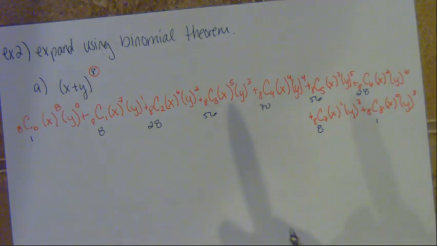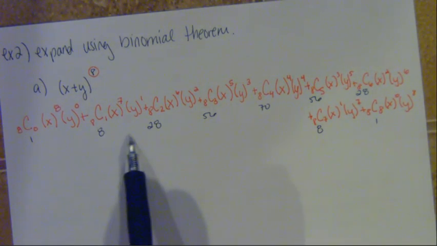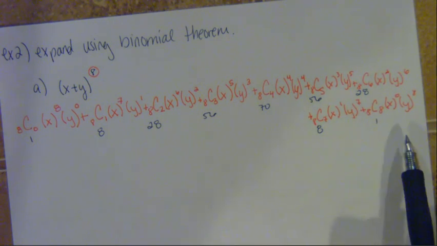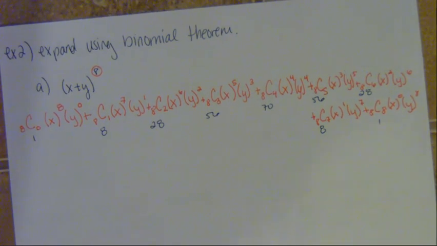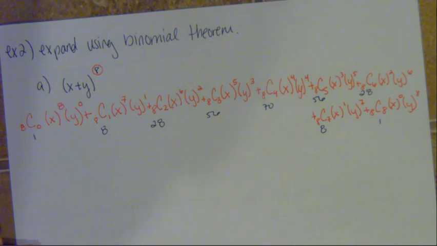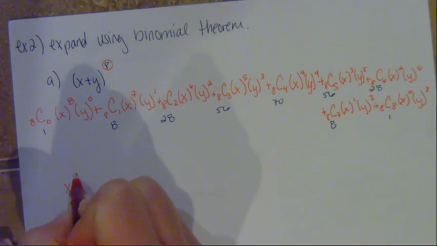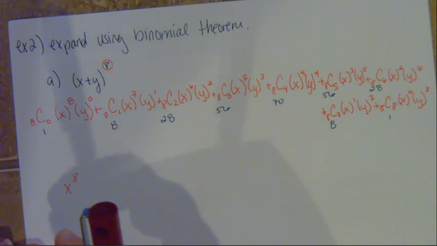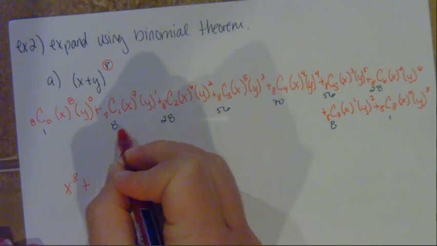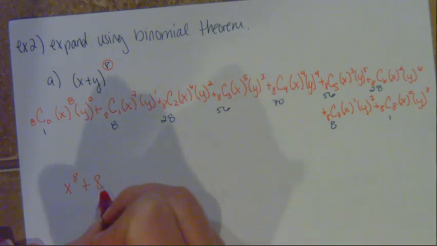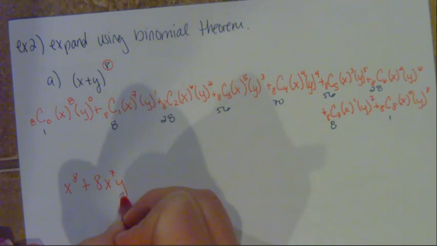So you can see how we talked about with Pascal's triangle, how those coefficients go up and then they go back down. So we're seeing that same pattern here. So we go ahead and write our final answer. We're going to have a 1, an x to the 8th, and then no y. So I just have this x to the 8th here. Plus 8, there's no other numbers to multiply with, an x to the 7th, and a y.